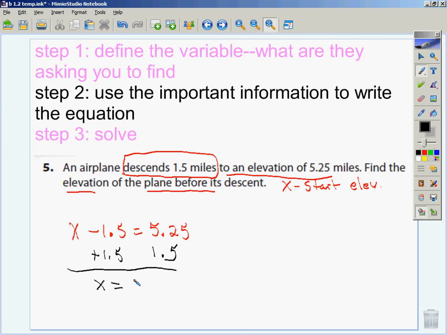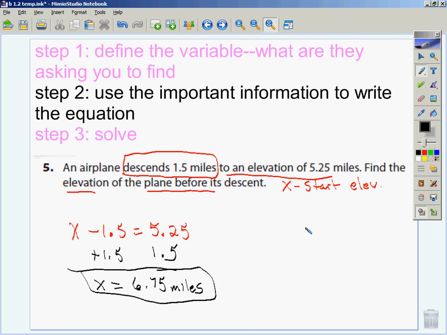And X is equal to 6.75. And it should be what? Miles. Probably the easiest problem I've ever solved in the sense that even you can't screw up this. It's not nice, miles.